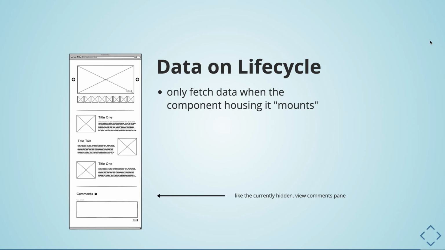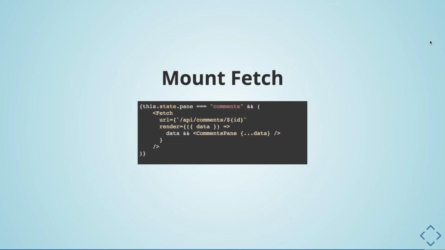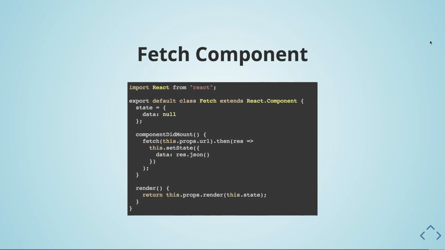So what you look to do is say, okay, when the component housing that comments tree or view mounts or shows, there's a birth lifecycle of it, right? We're going to wait till then to even go get the data for that. So here's an example of a fetch component in React, where in the API we're like, hey, when the current pane has comments, mount this component called fetch, render the comments pane when it's done, right? And that component would look something like this.